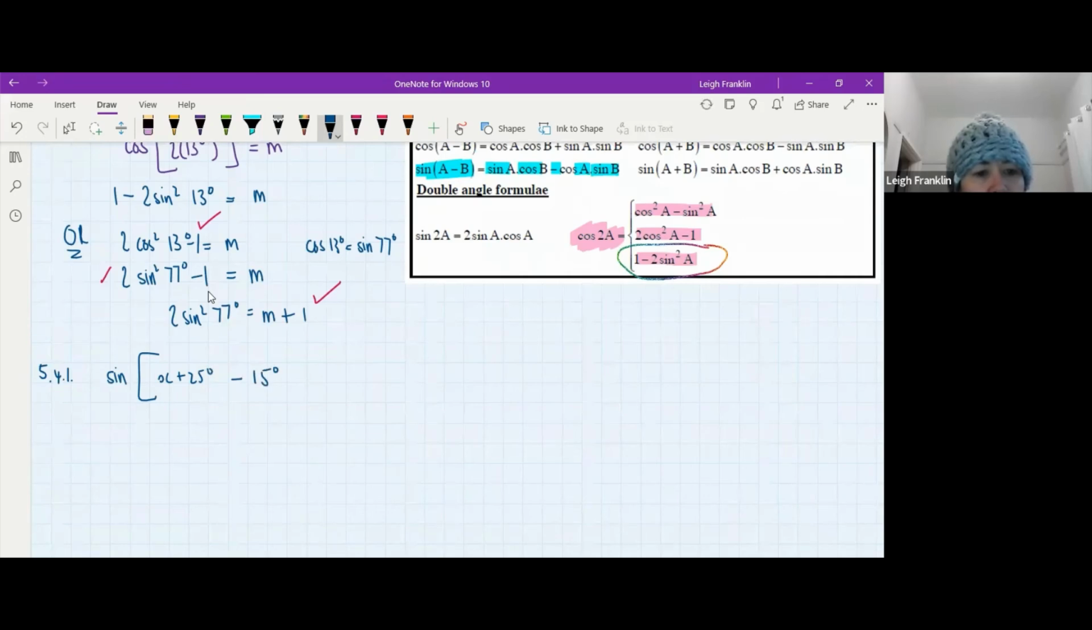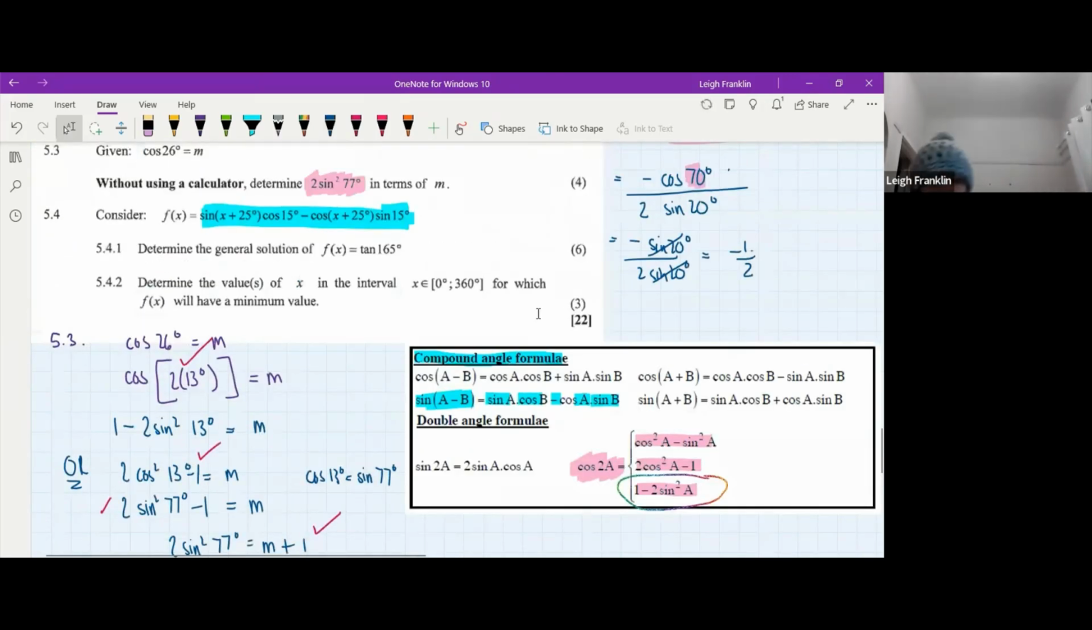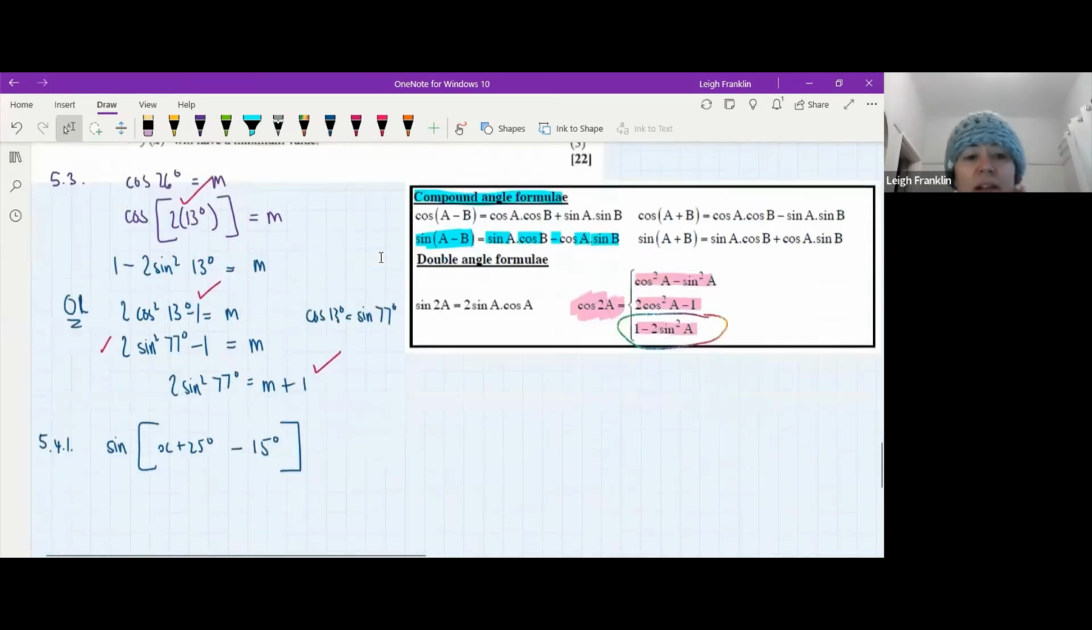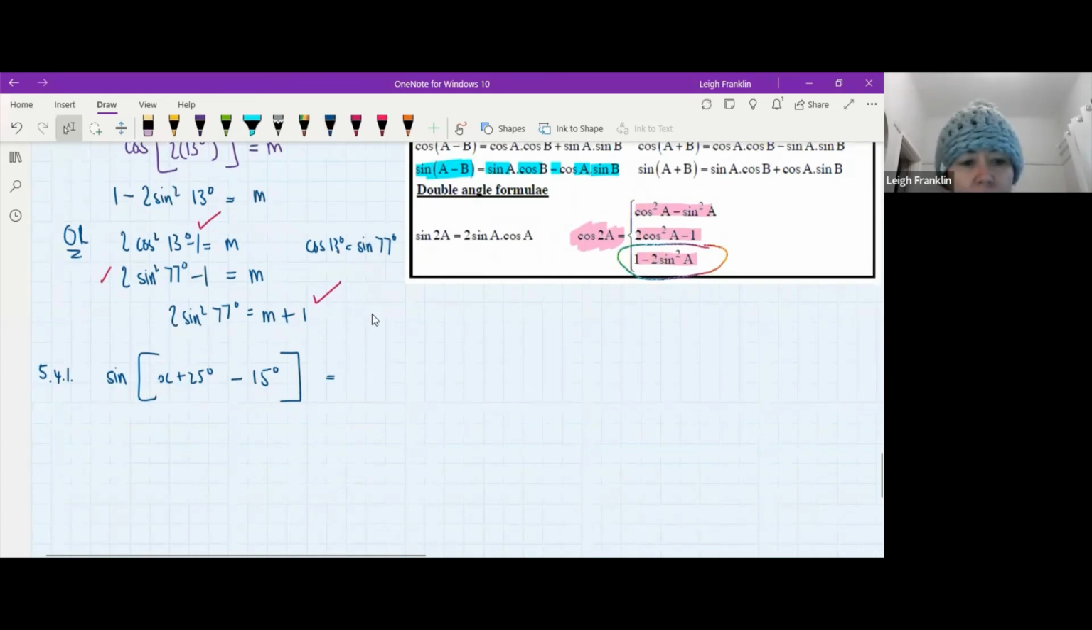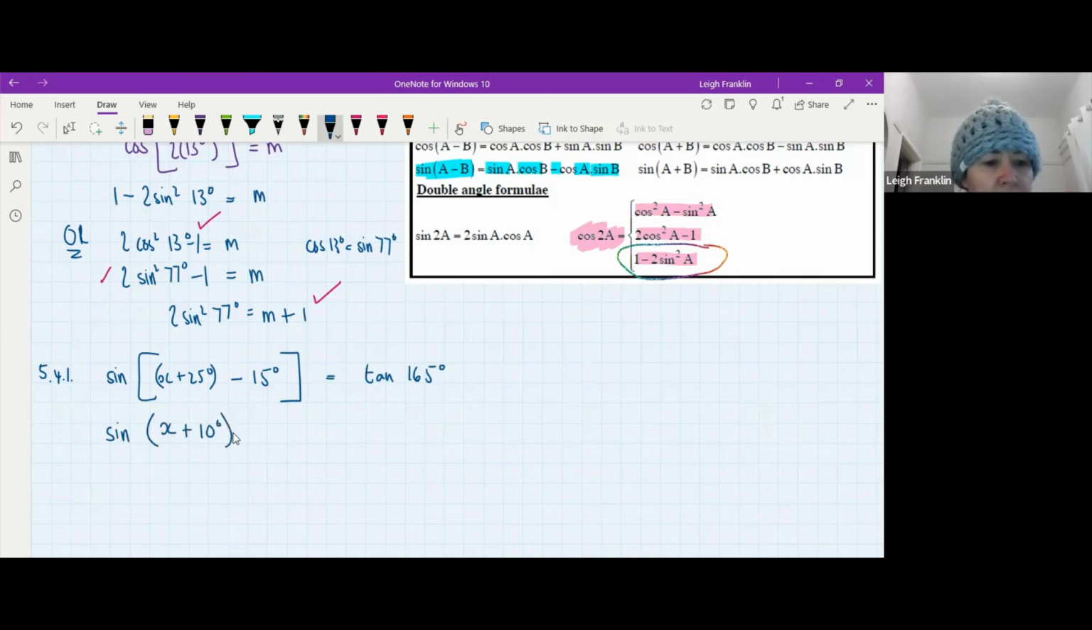And from that, we have to subtract 15, using our sine compound angle formula. They've told us to determine the general solution if f of x is equal to tan 165. So that's our ratio, this is equal to the tan of 165. Let's first simplify what we've got. We've got the sine of x plus 10, and that's going to be equal to the tan of 165. So this has to reduce, and we are allowed to use a calculator here.